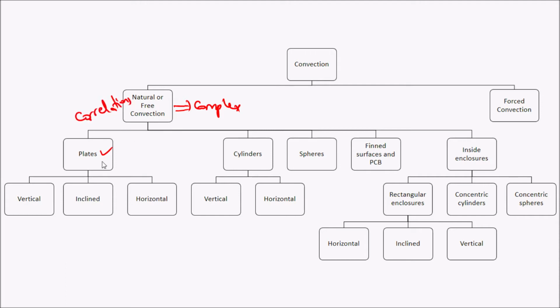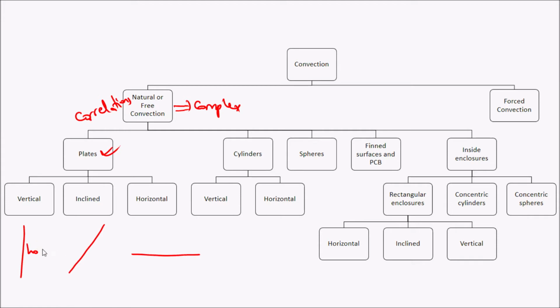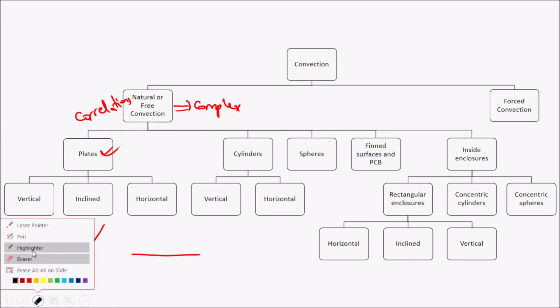You can see the simple geometries, plates. It can be a vertical plate, something like this one. It can be an inclined plate, something like this one, and it can be a horizontal plate. These are all hot. It is also possible that they can be cold. Therefore, let's write this part. It is possible that they are also cold.